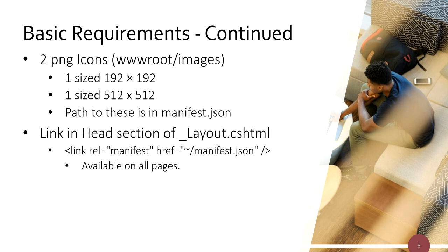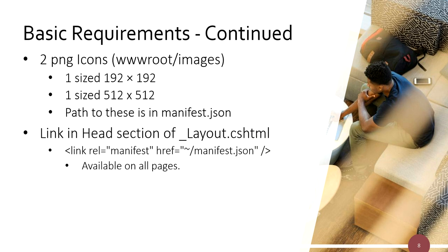Well, the manifest has to be available on every single page of the application. So what do we have in our project structure that we're using right now with MVC that basically looks after that requirement? Our underscore layout, right?